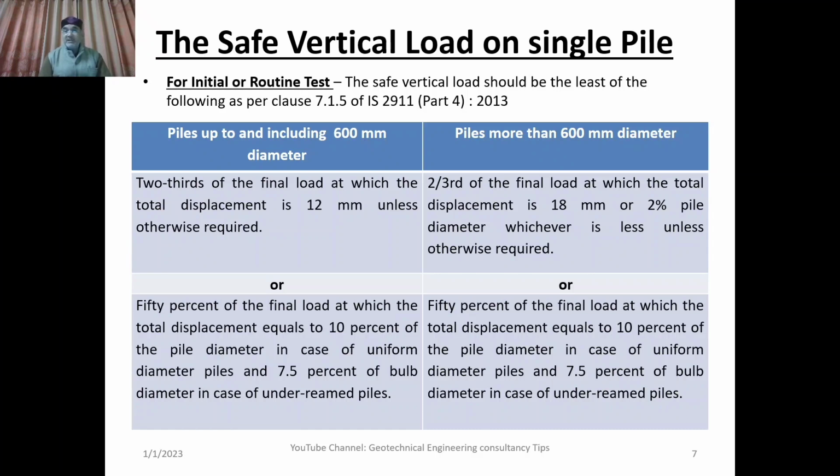Similarly, for piles more than 600 mm diameter, the code has changed a little bit. It says that 2/3 of the final load at which the total displacement is 18 mm or 2% pile diameter, whichever is less, unless otherwise required as per the site requirement and as per the directions of the engineer in charge concerned, or 50% of the final load at which the total displacement equals to 10% of the pile diameter in case of uniform diameter piles and 7.5% of bulb diameter in case of underreamed piles. So the least of these two is to be recommended as the safe vertical load on the test pile tested for this vertical pile load test in compression.